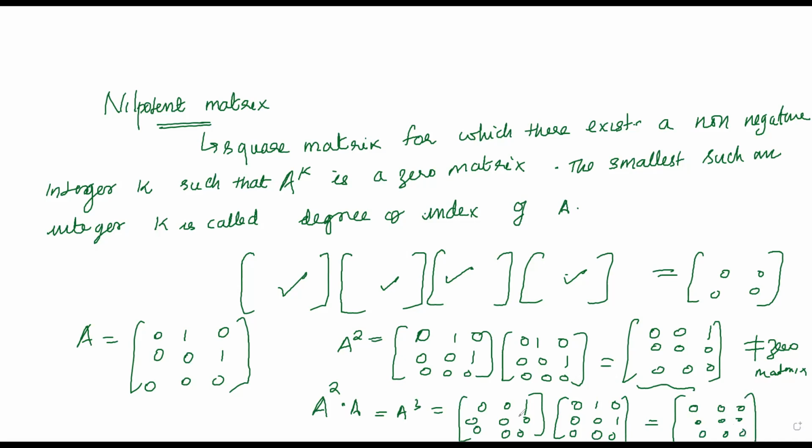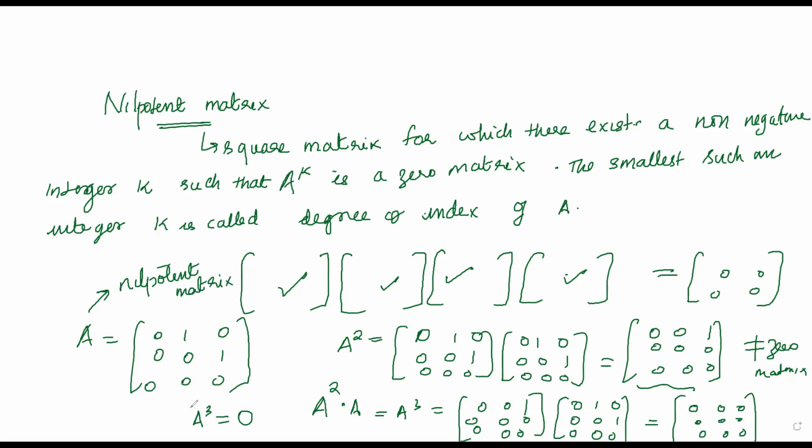Now listen. What I got is A cube as zero matrix, isn't it? A square is not a zero matrix. A cube I got as zero matrix. Then I can say A is a nilpotent matrix.